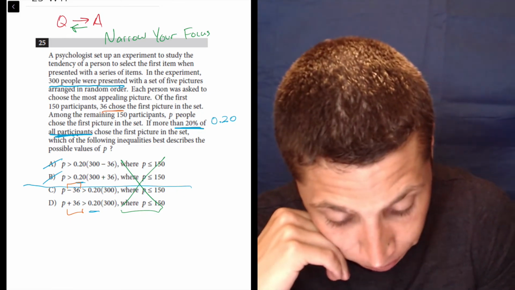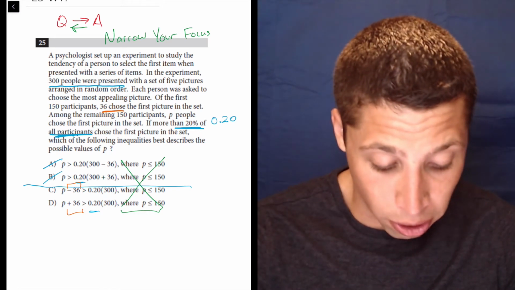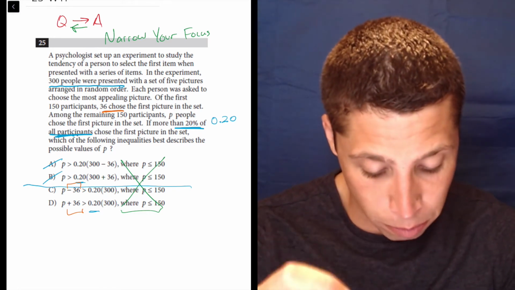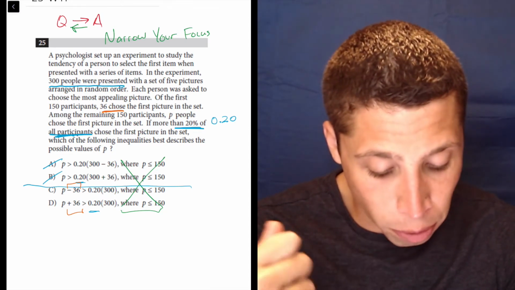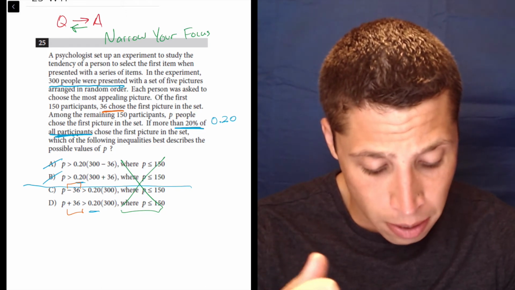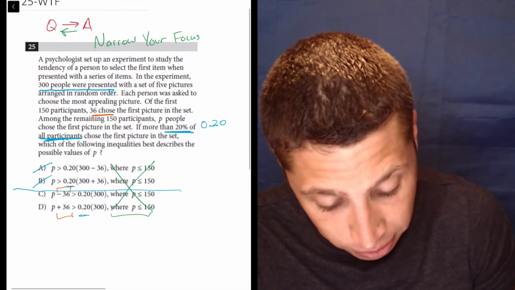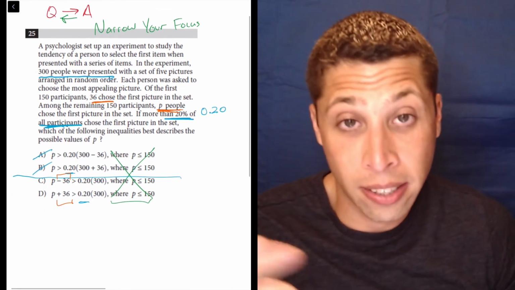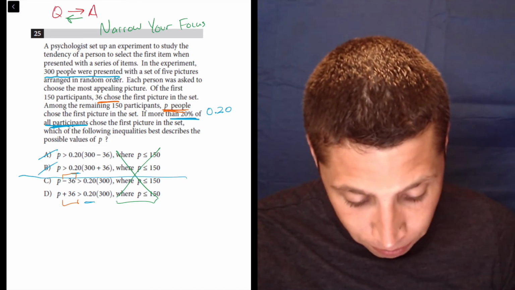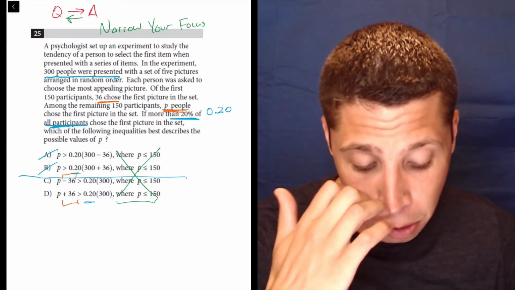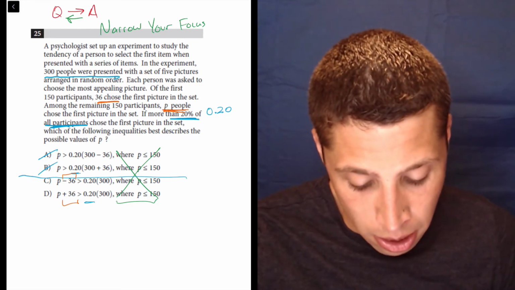I see it right here. Each person was asked to choose the most appealing picture. Of the first 150 participants, 36 chose the first picture in the set. Among the remaining 150 participants, P people chose the first picture in the set. So there's a correlation here, obviously, between 36 and P. And sure enough, they're next to each other in the equations. If more than 20% of all participants chose the first picture in the set, which of the following inequalities best describes the possible values of P?